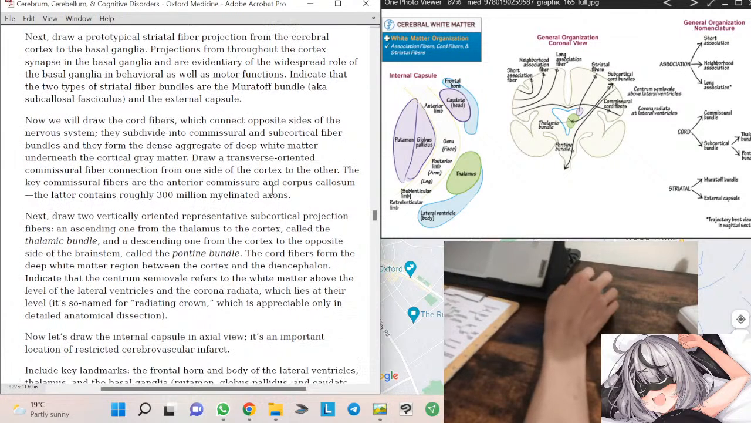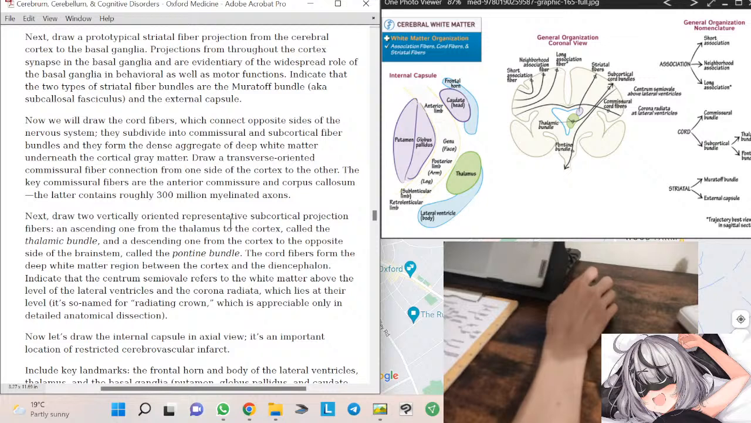Next, draw two vertically oriented representative subcortical projection fibers: an ascending one from the thalamus to the cortex called the thalamic bundle, and a descending one from the cortex to the opposite side of the brainstem, called the pontine bundle. The cord fibers form the deep white matter region between the cortex and the encephalon.